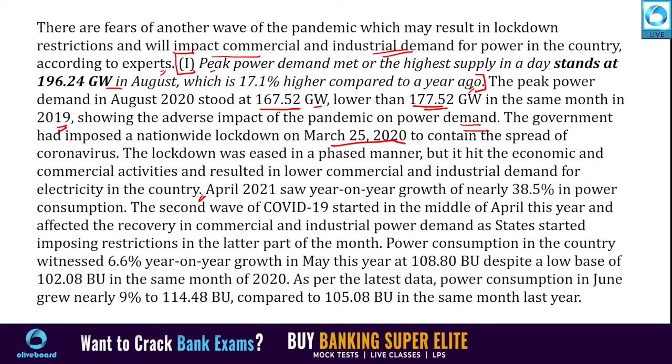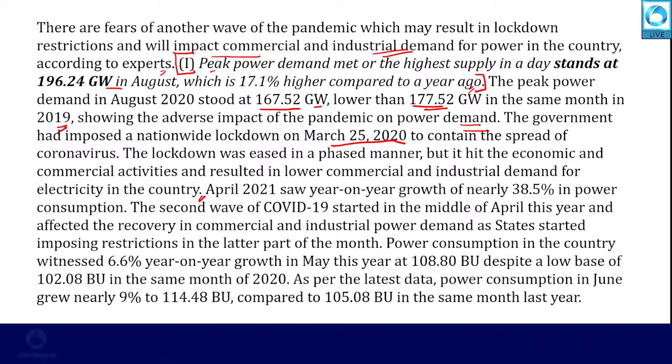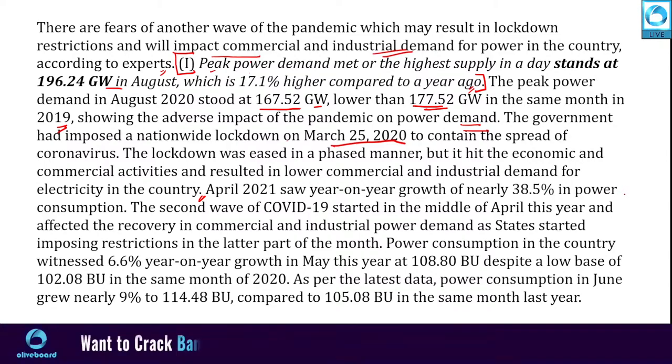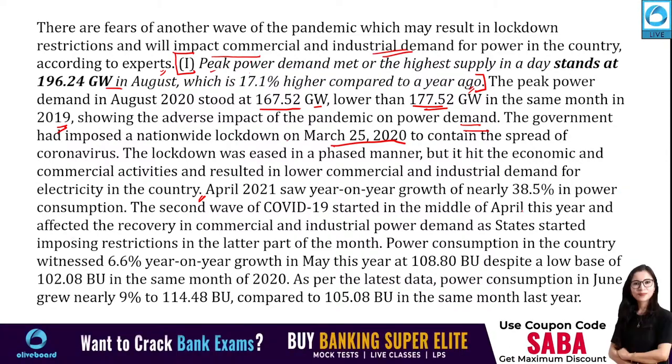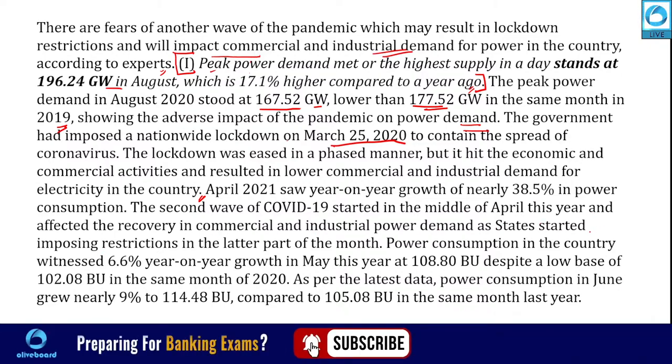And at that time, the country's economic activities were less, almost nil, that is why demand for power was also less. The same things are given again and again, repetition of the same thing. April 2021 saw year-on-year growth of nearly 38.5% in power consumption. The second wave of COVID-19 started in the middle of April this year and affected the recovery in commercial and industrial power demand as states started imposing restrictions in the latter part of the month.